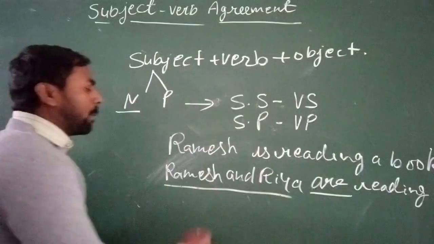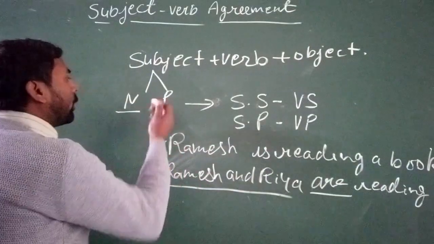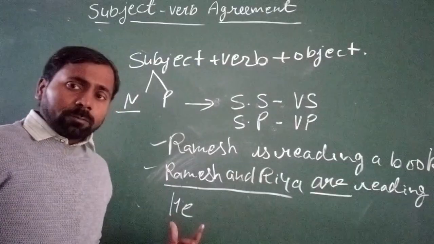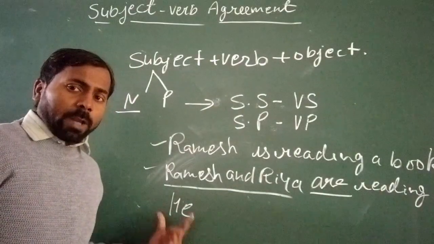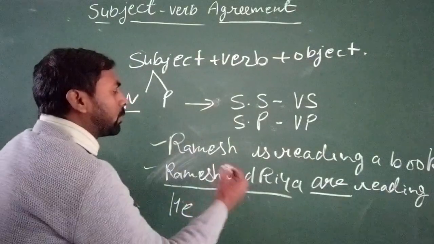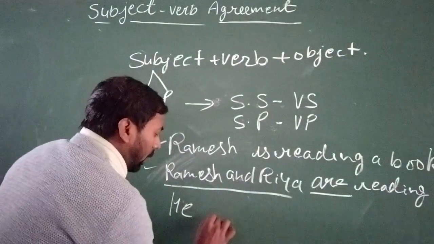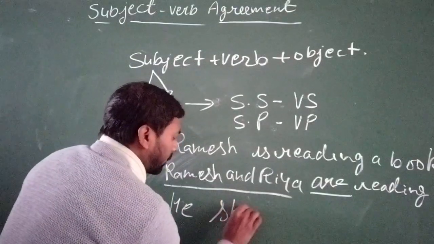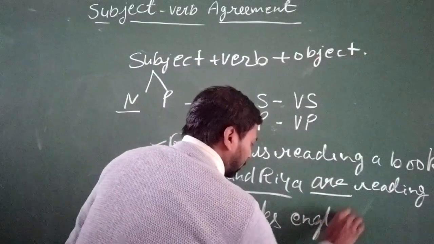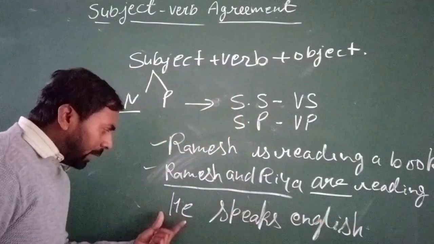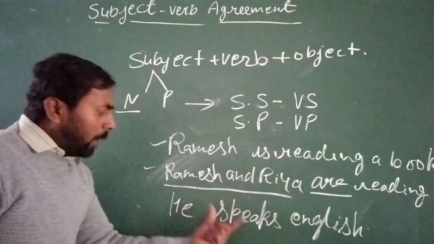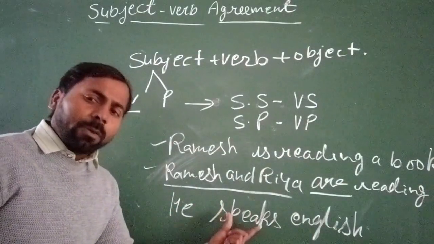If you have a pronoun word like "he", which is a singular pronoun, then we can use the singular verb, like he speaks. He speaks English. So the word "he" refers to the singular number, and so the verb is also used as a singular verb.